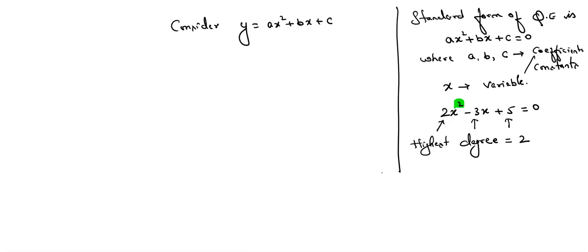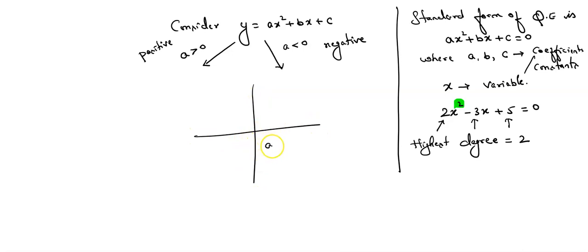Now let me consider the equation y = ax square plus bx plus c. Now if the value of a is greater than 0, what happens? How does the graph look? And if the value of a is less than 0? Greater than 0 is nothing but it lies on the positive side. Less than 0 is nothing but it lies on the negative side. As you can see, if the value of a is greater than 0, it lies in this direction. If the value of a is less than 0, then it lies in the negative direction.